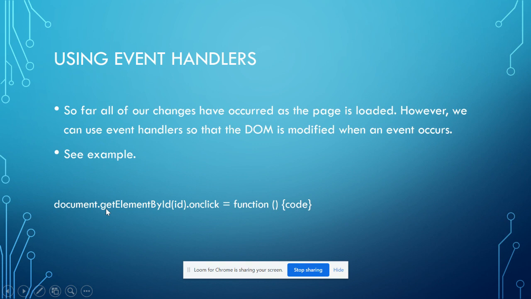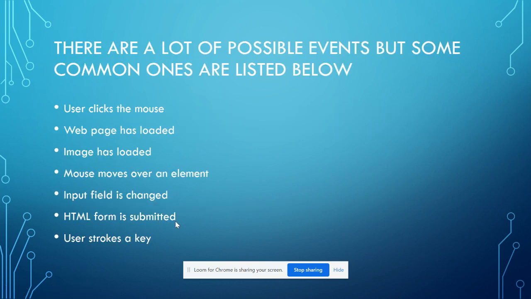So using event handlers. So far, all of our changes have occurred as the page loaded, or we did button clicks earlier. We're going to learn about some other event handlers so that we can modify the DOM as an event occurs. So for example, we've done the onClick before, and we can continue to use the onClick when the user clicks the mouse, but you can also use events when the page is loaded, when an image is loaded, when the mouse moves over an element, when an input field is changed, when an HTML form is submitted, or when the user strokes a key.